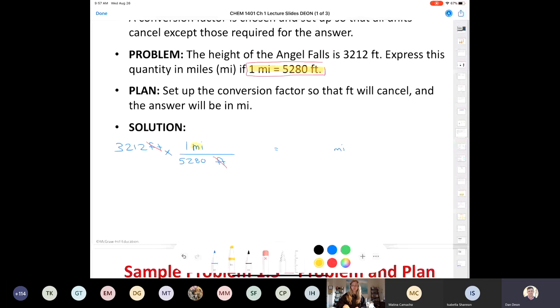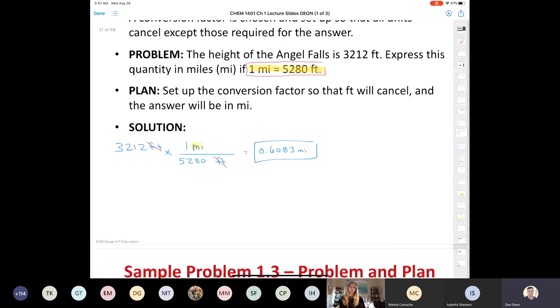So I take 3212 and I divide it by 5280. And when I do that, I get this big long number. I will discuss significant figures later on in the class, probably today. But anyhow, when you multiply that, you end up with 0.6083 miles. And there is our final answer. All right, there we go. So let's move on from there.